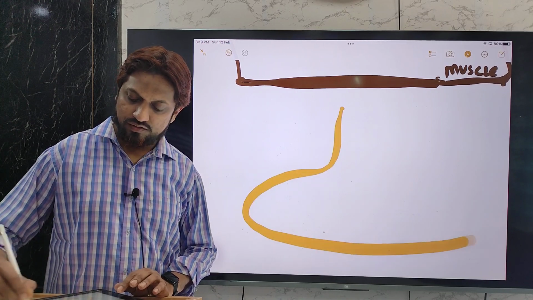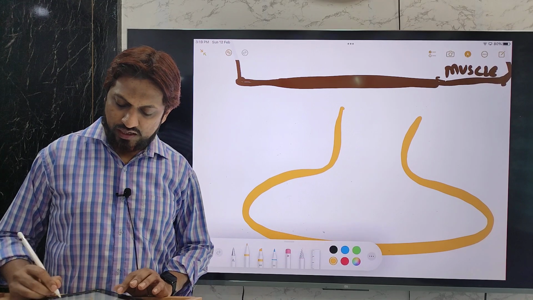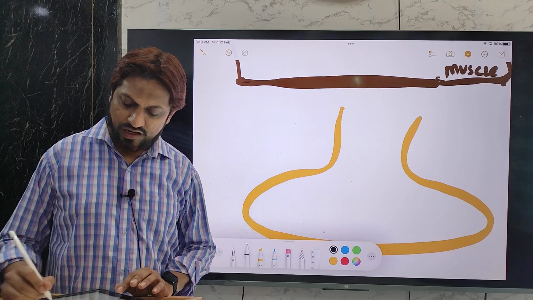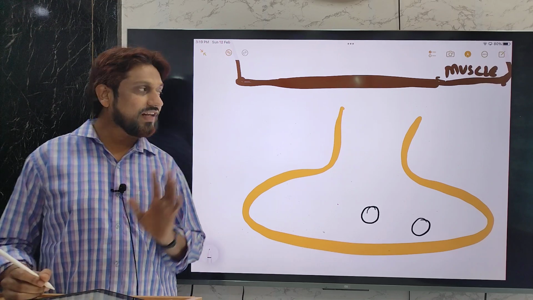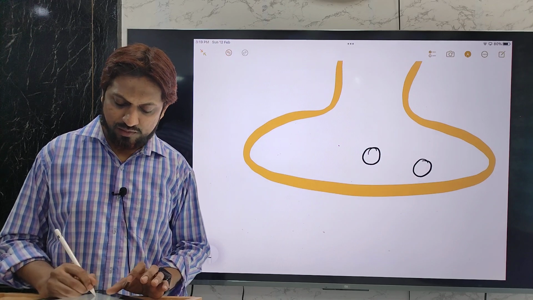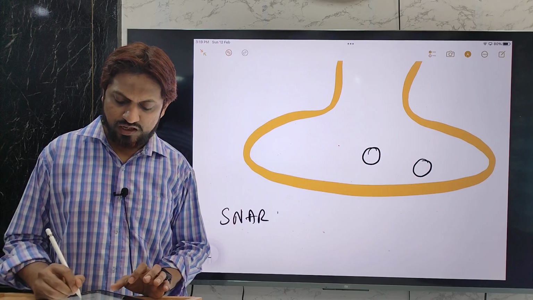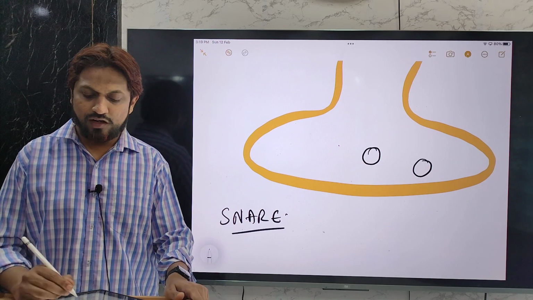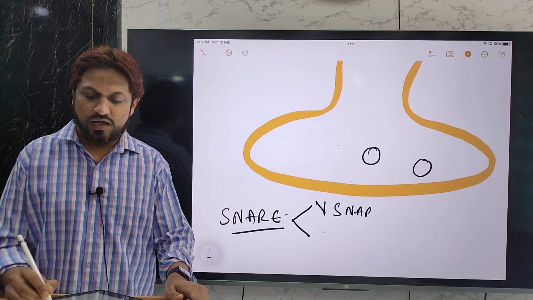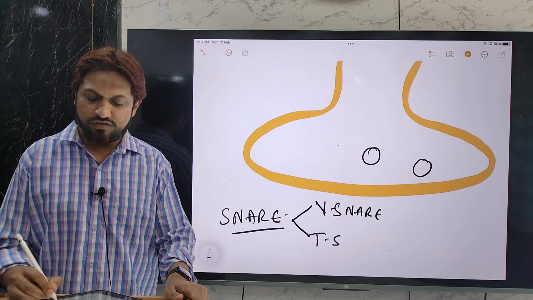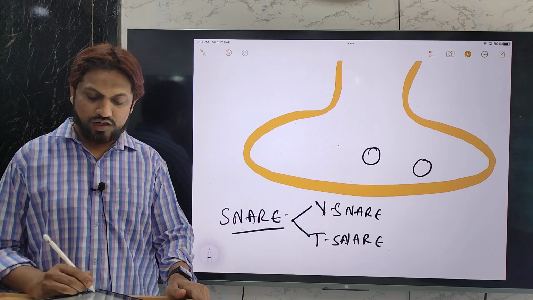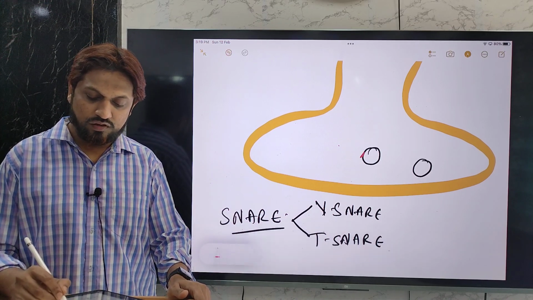So again, consider this as a neuronal cell membrane, and in this neuronal cell membrane there are synaptic vesicles, right? Now on these synaptic vesicles, which are protein in structure, there are certain proteins known as SNARE proteins. I won't go into detail about the SNAREs. There are two types of these SNARE proteins: one is V-SNARE proteins, another is T-SNARE proteins. V-SNARE means the proteins which are present on the vesicle, that's why V-SNARE.